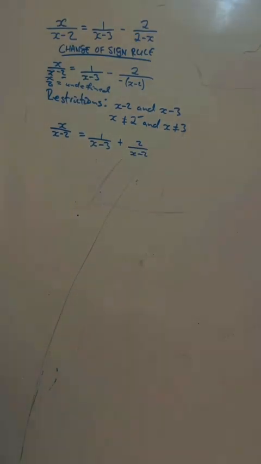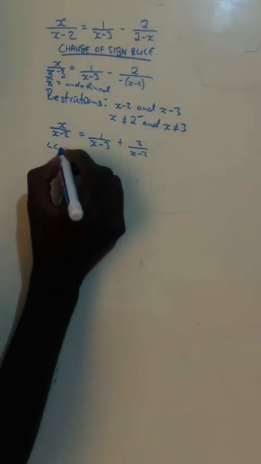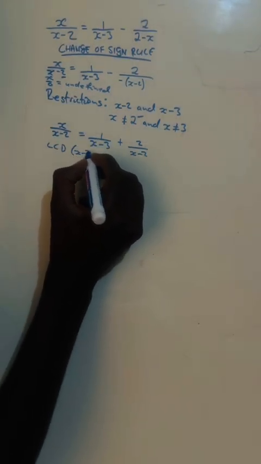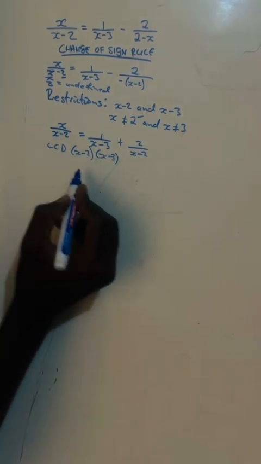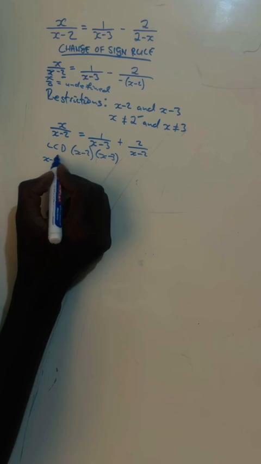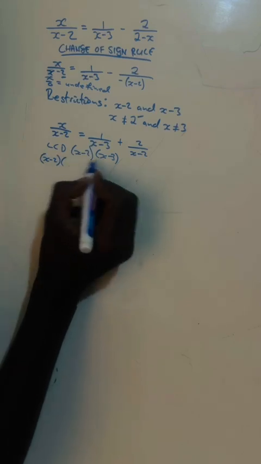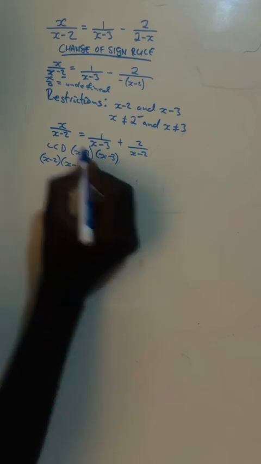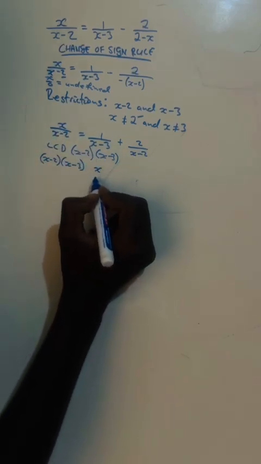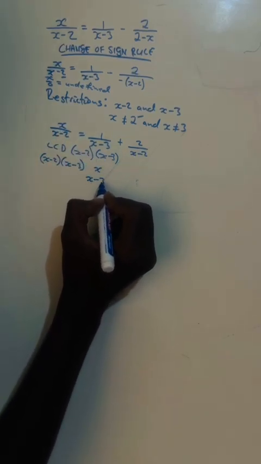Now, what are we going to do? Now we find our lowest common denominator, that our lowest common denominator is x minus 2 and x minus 3. So here we've got the x minus 2. We start by writing x minus 2. Then we've got also x minus 3. And we have got x as our numerator over x minus 2.